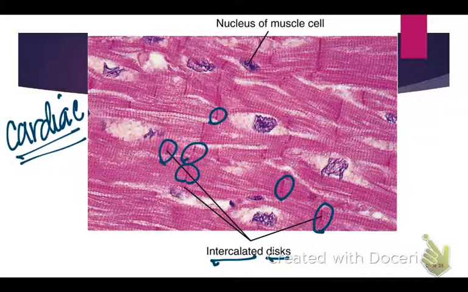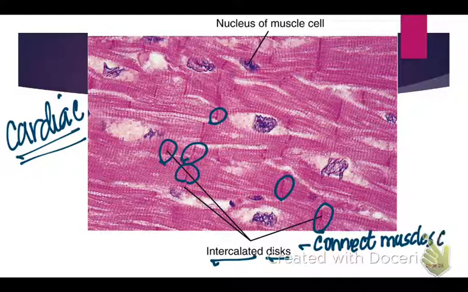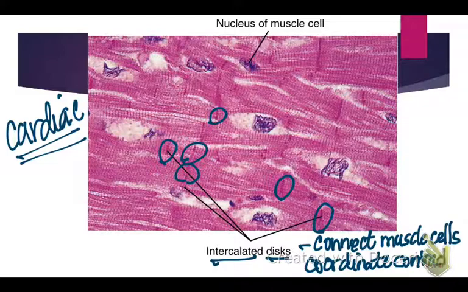The intercalated discs function to connect the muscle cells, not muscles, muscle cells. So it connects the muscle cells together, and it helps to coordinate contraction. So it keeps the muscle cells coordinating in a way that the heart beats properly. All right, so that's the purpose of the intercalated discs.